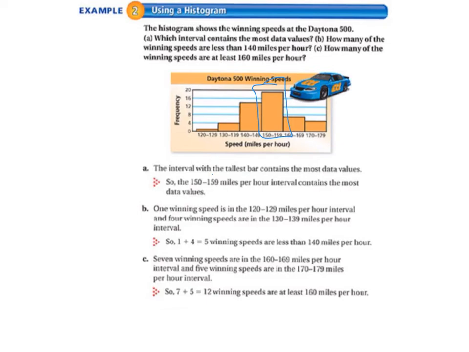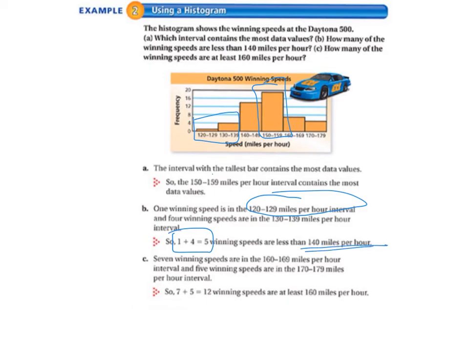And letter B, one winning speed is in the 120 to 129 miles per hour interval, and 4 winning speeds are in the 130 to 139 miles per hour interval. So we're looking at these two. So 1 plus 4 equals 5 winning speeds are less than 140 miles per hour.